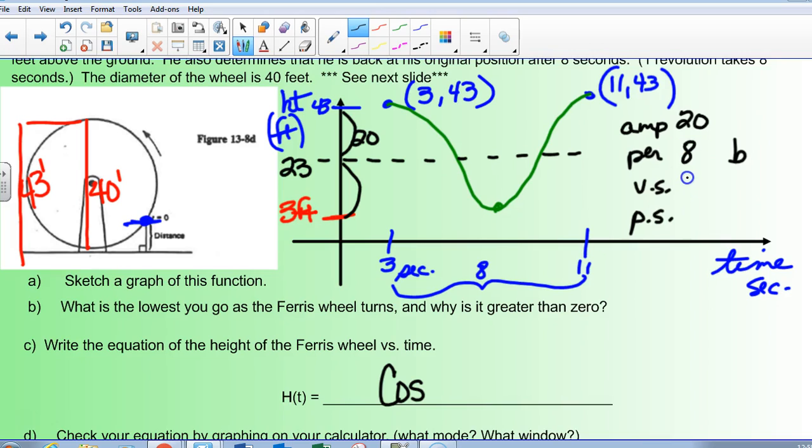Vertical shift. The vertical shift is the midline, right? So it was 23. The phase shift is right 3. B, 2 pi over our period of 8, so pi over 4. Okay, so what does that look like when I put it all in here?